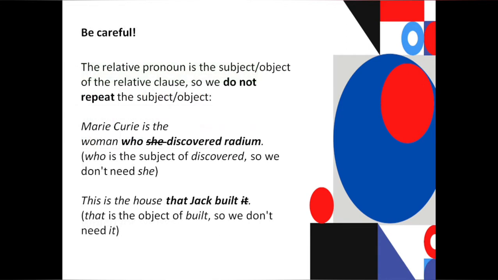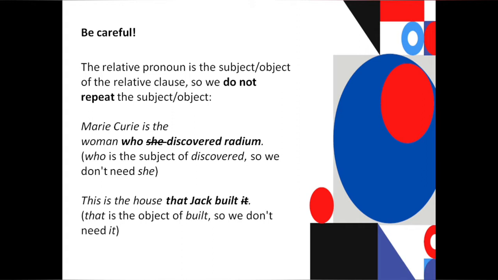Guys, be careful when we're talking about relative pronouns. We cannot repeat the subject or the object when I'm talking about it. Example: Mary Kerr is the woman who she discovered radium. No, it's wrong. I cannot repeat it. So I say Mary Kerr is the woman who discovered radium. I don't need to repeat she because I already know who I'm talking about.